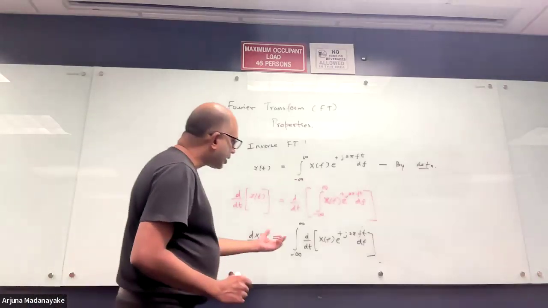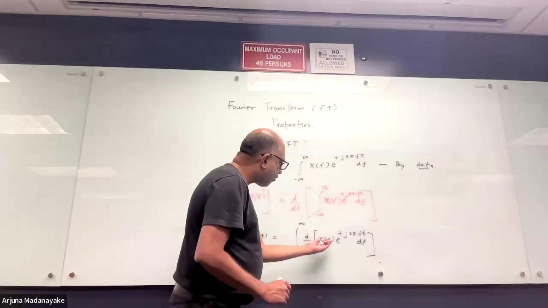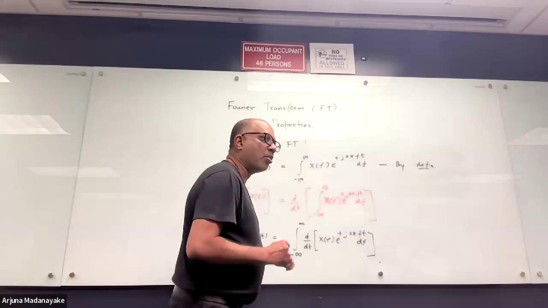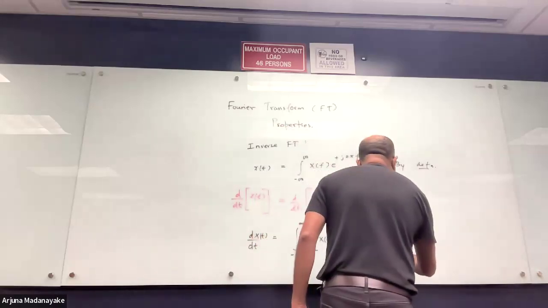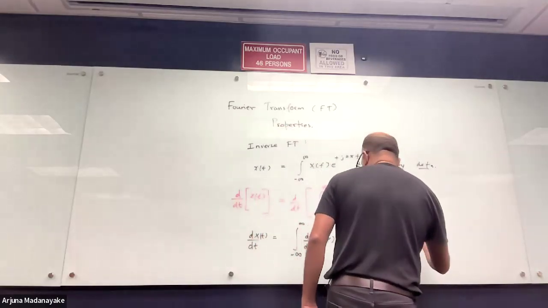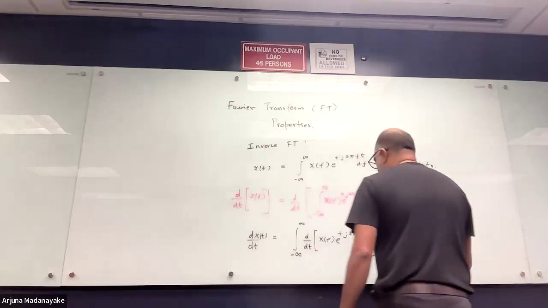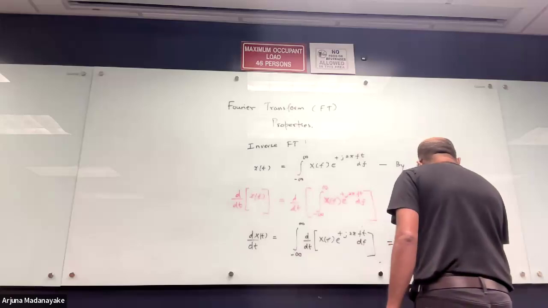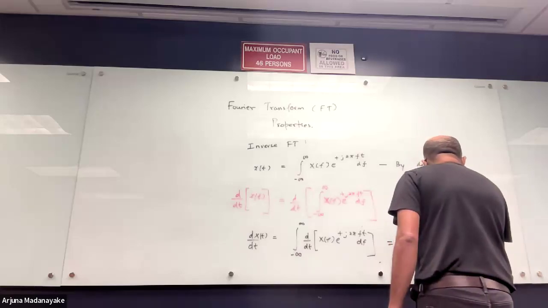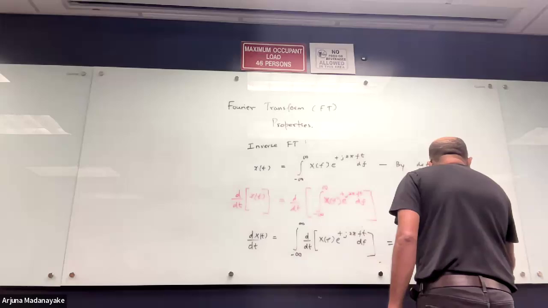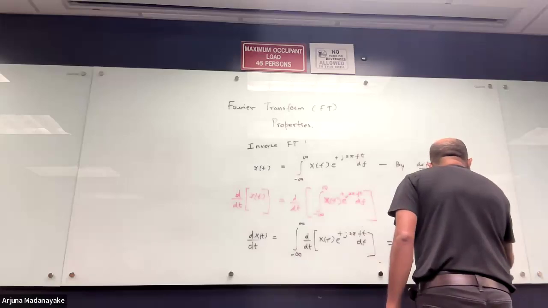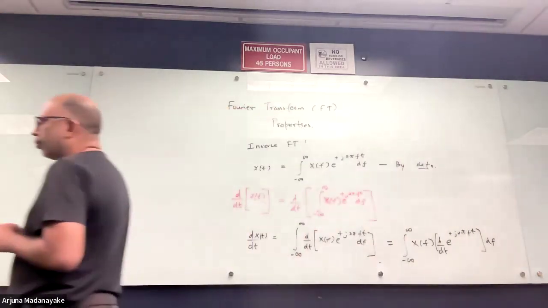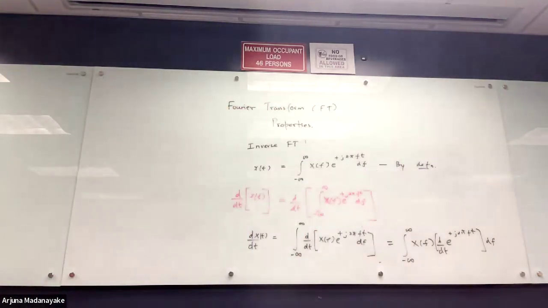So now I can see that I have a d over dt and there's x of f, but x of f is not a function of t. So this looks like a constant, it pops out, right? So I can write this as, okay, integral, I get x of f, d over dt, e to the plus j 2 pi ft. Am I good?